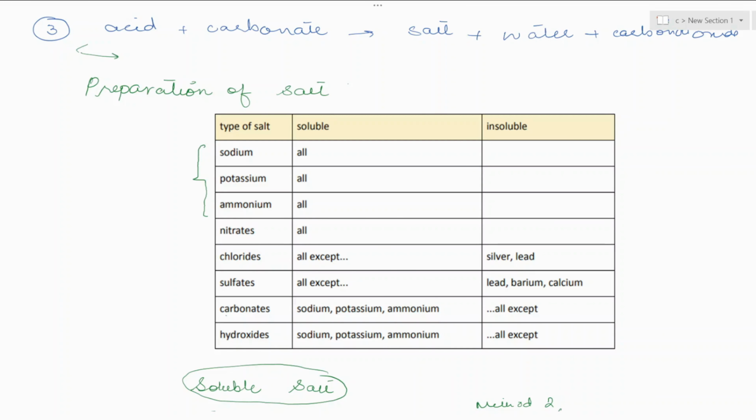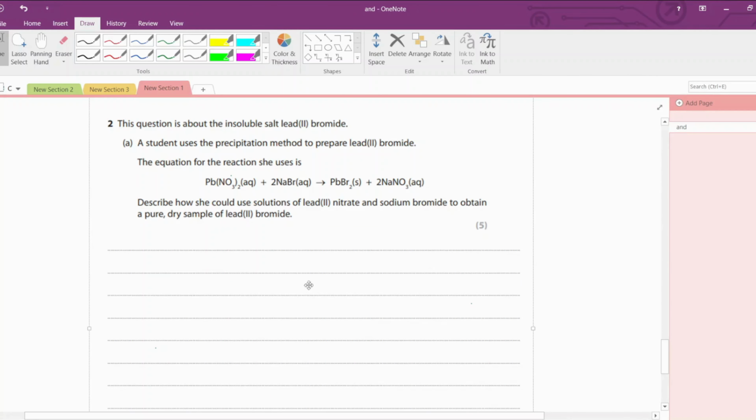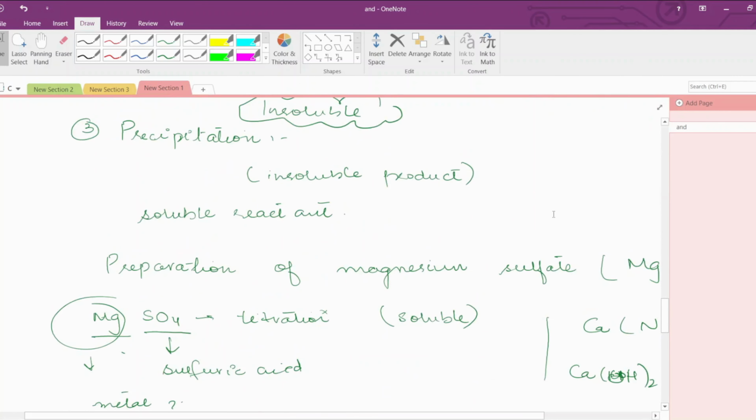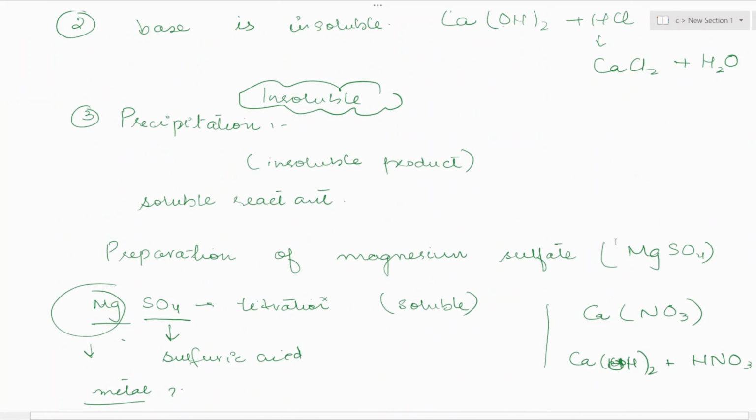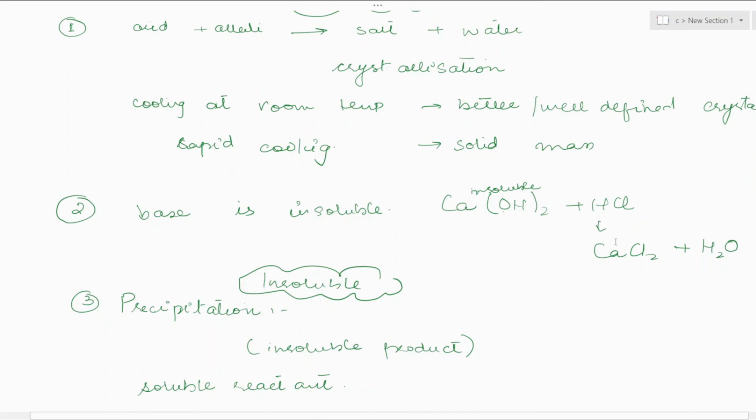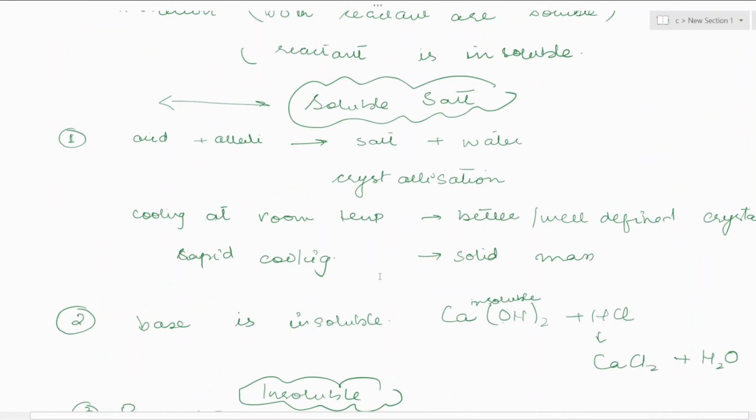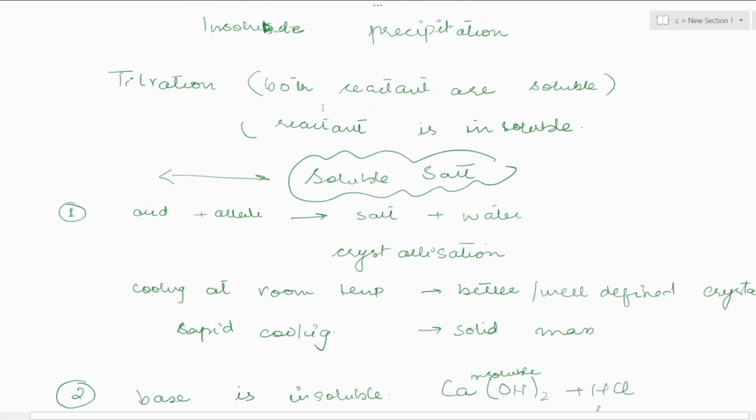So for soluble salts we use two methods. One is the titration and the other is using the excess metal, excess alkali or excess carbonate with acid. It depends on the type of salt you are producing. For example, if you want to make a salt which is soluble and you have both reactants soluble, then you would use titration.